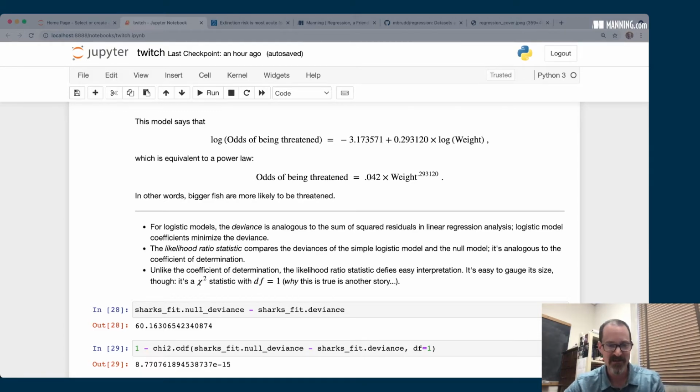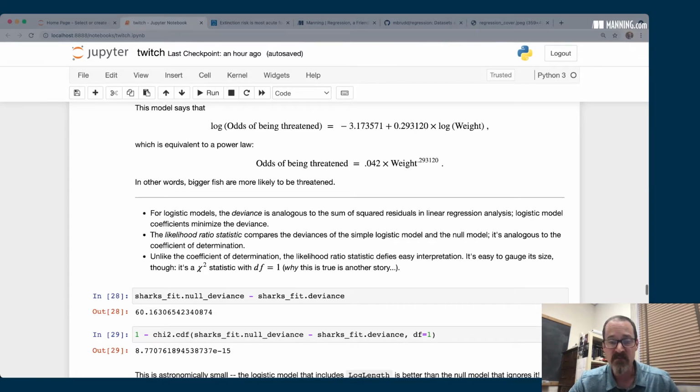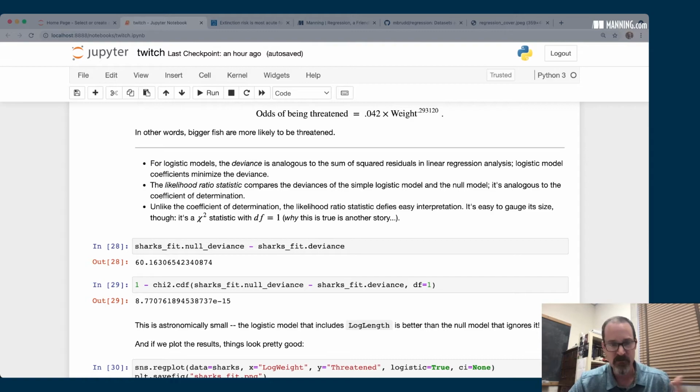That's not an easy thing to explain, but that's what it is. And so down there where it says 1 minus chi-squared CDF, all that's doing is asking, is this a big chi-square score or a small chi-square score? Well, it turns out for this problem, with 1 degree of freedom, it's big. So that's a p-value. It's very small, not 0, but close to 0. The takeaway from that is that using this predictor, log of length, is way better than ignoring it.